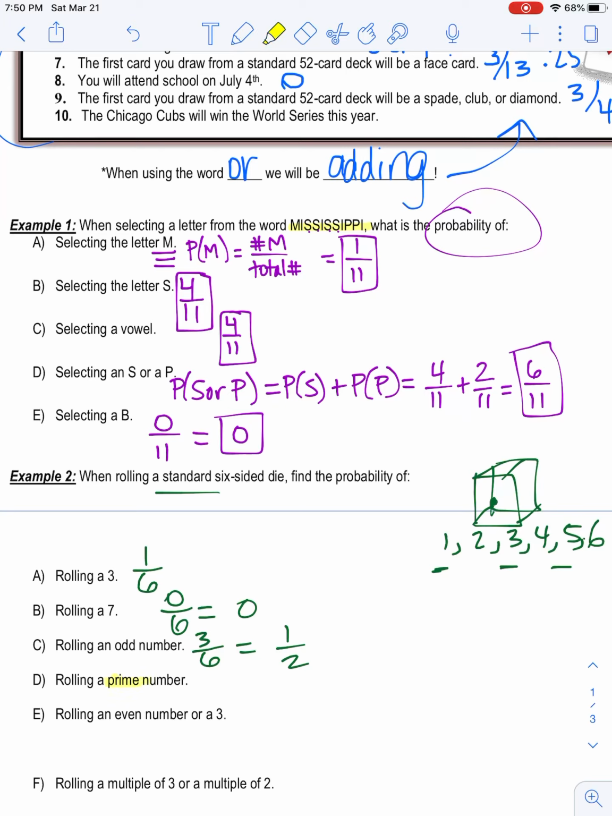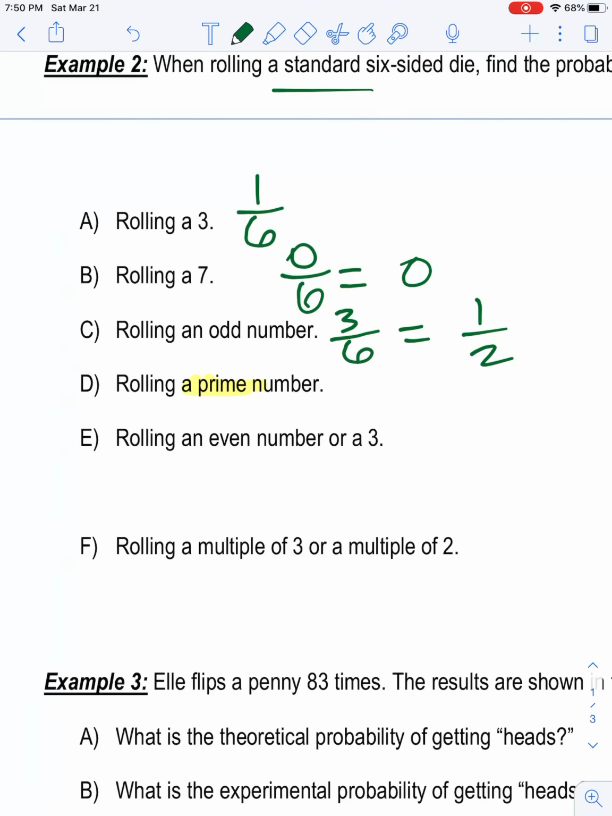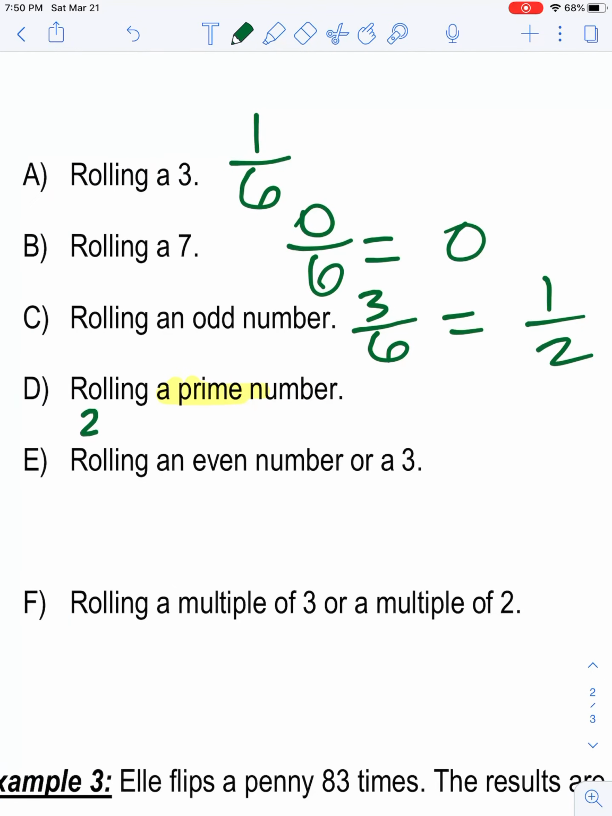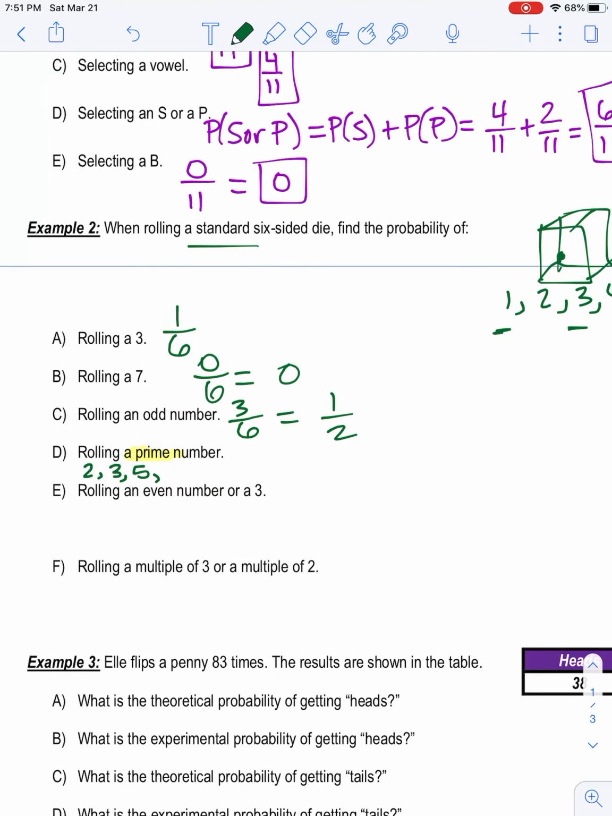Rolling a prime number, so what does prime mean? Prime numbers are numbers that can only divide by 1 and itself. Those are the only factors. So 2 is actually the lowest prime number. Its only factors are 1 and 2. 3 is a prime number. 5 is a prime number. And after that, it would be 7, 11, 13, 17. Notice I skipped 9 because it can divide by 3. And notice I skipped 15 because it can also divide by 3 and 5. So all we really need is the numbers on the die, which would be 2, 3, and 5. So that's 3 outcomes out of 6, which reduces to 1/2.